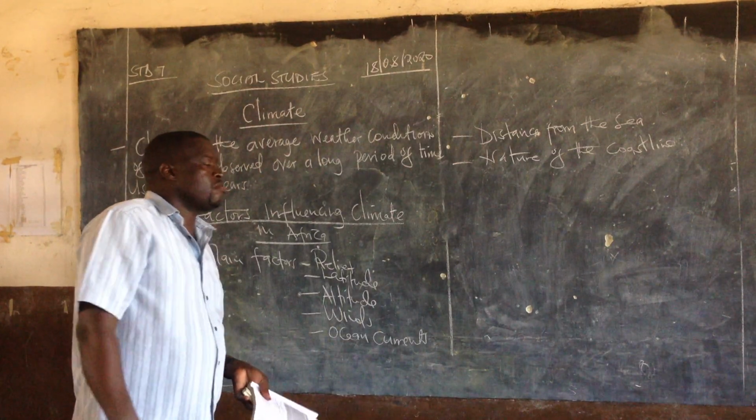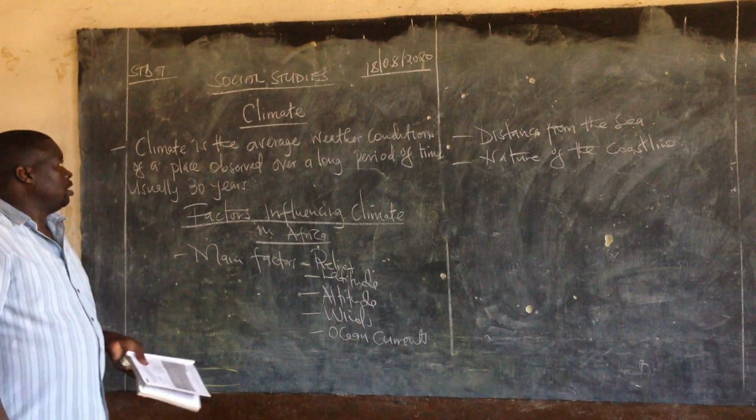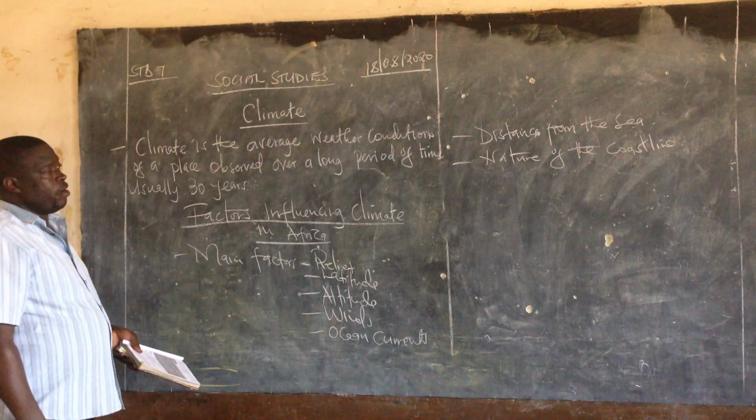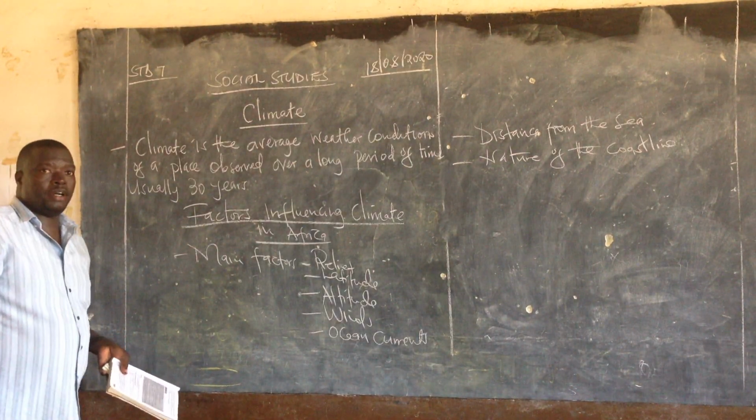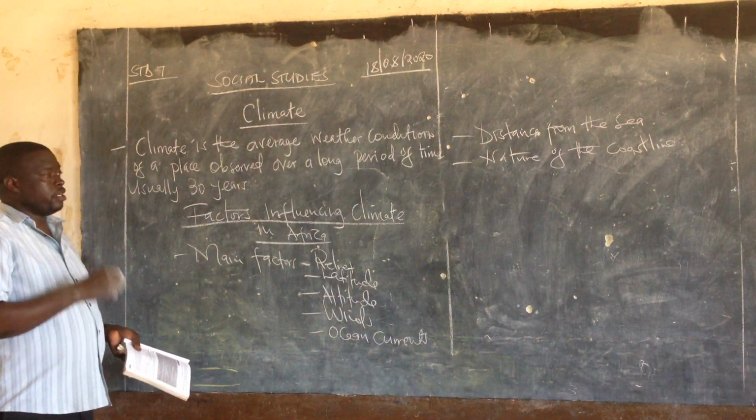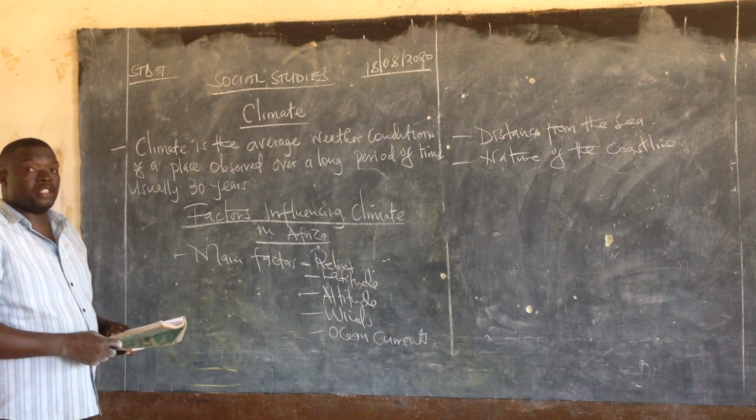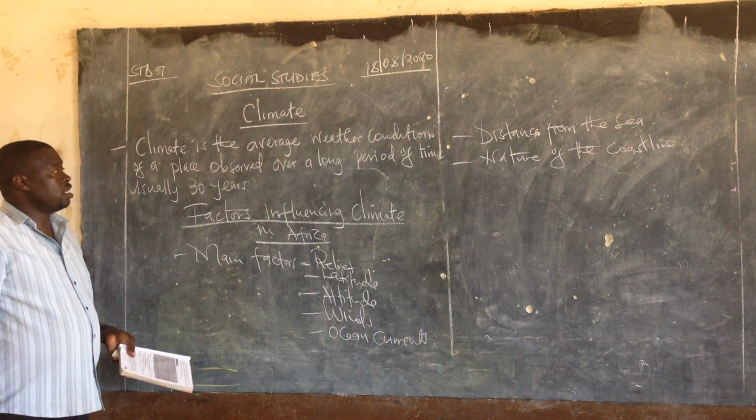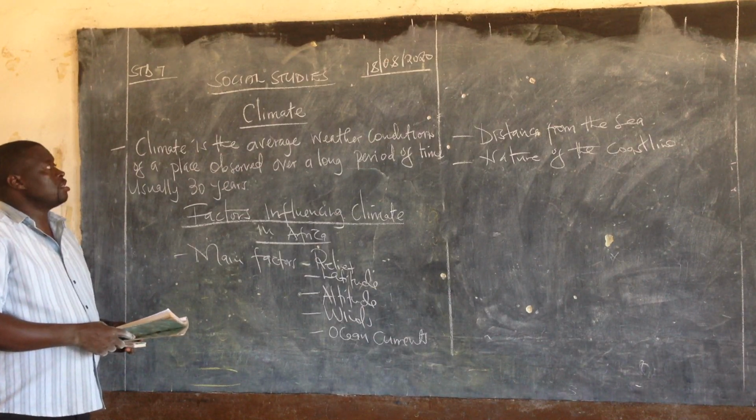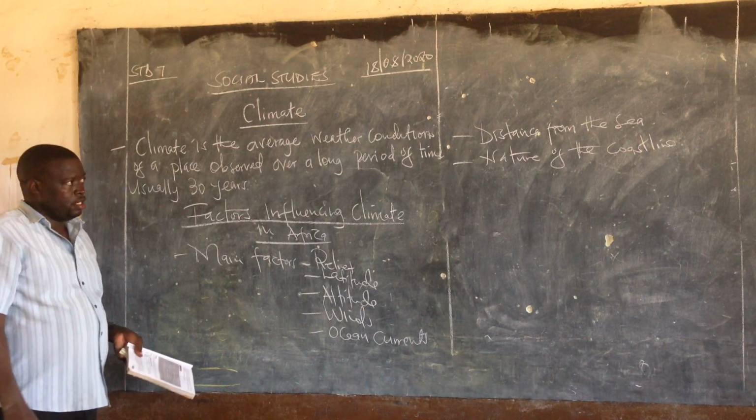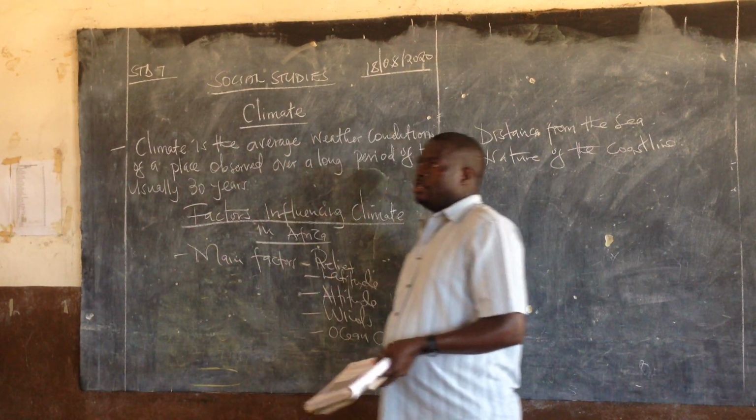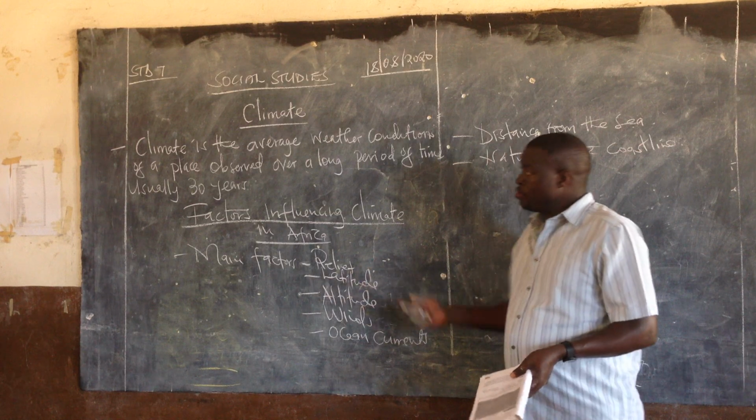I want to take you through a good, interesting lesson today. From our previous lesson, we were discussing rivers. We looked at the characteristics of some rivers in our continent, Africa. But today I want us to shift and talk about climate. Of course, we have discussed climate in previous classes, but I would like to talk about it again.